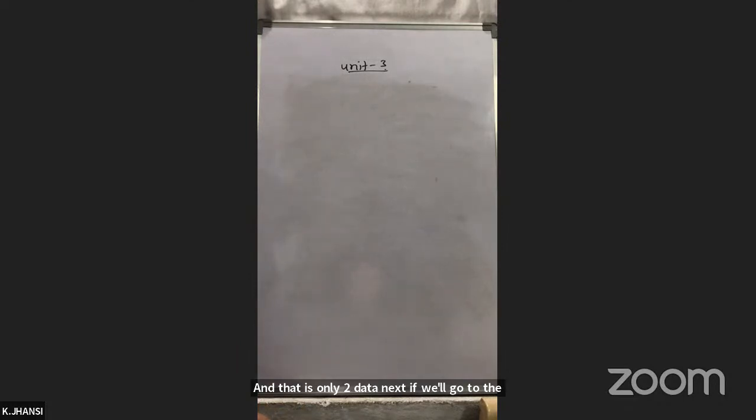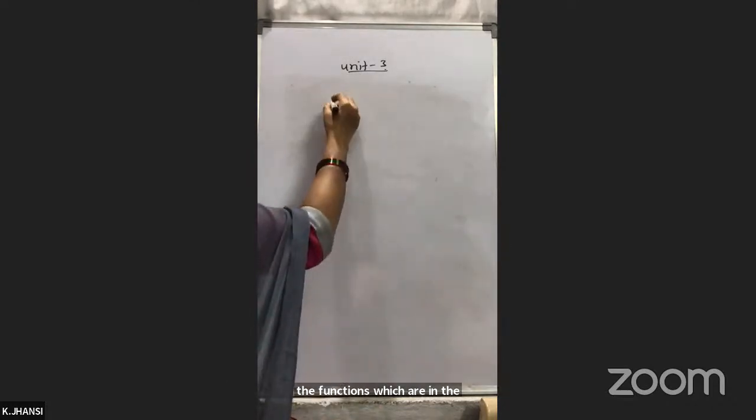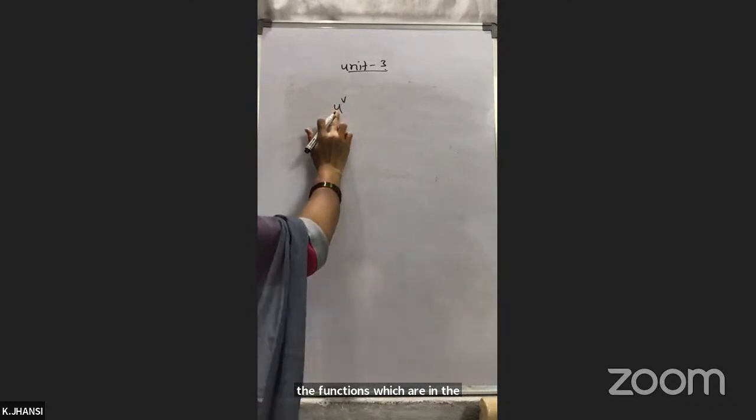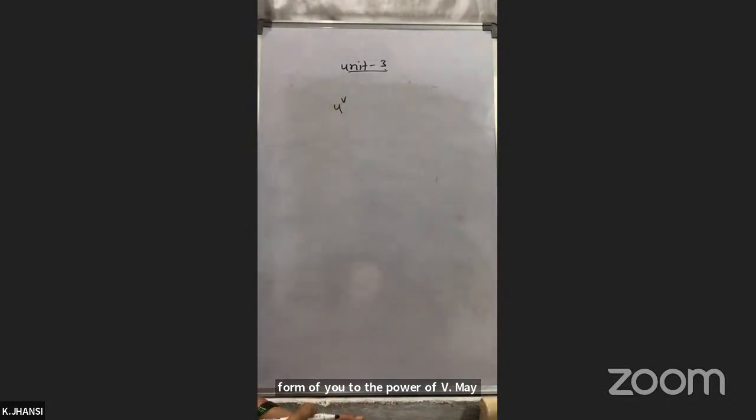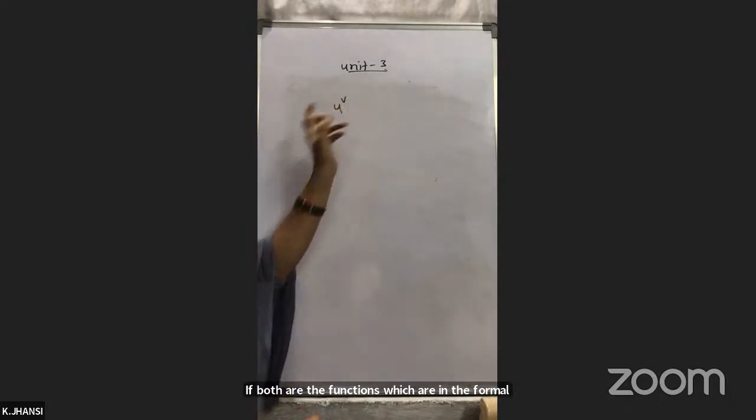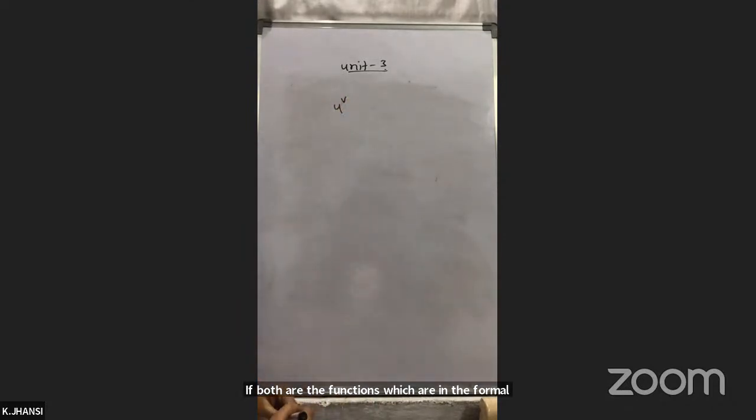So for which type of problems will we use logarithmic differentiation? It is for functions in the form of u to the power of v, where u is one function and v is another function. Both are functions, in the form of function to the power of function. Such functions you can't do with direct differentiation. You have to use the method of logarithmic differentiation.